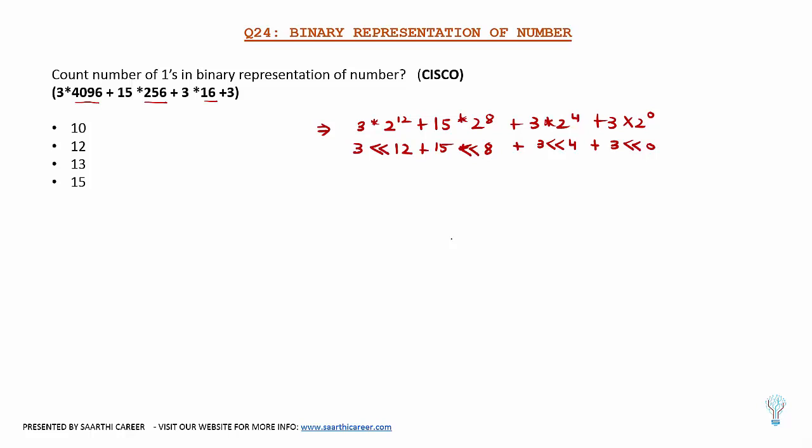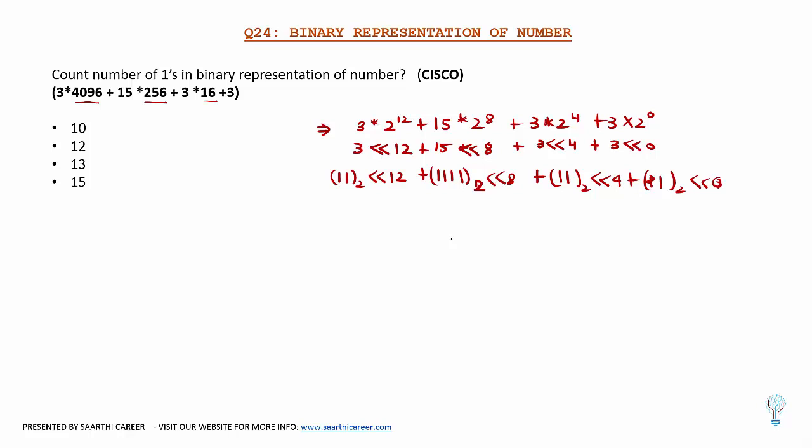Now let's write the binary equivalents of all these numbers. 3 in binary is 1 1, so 1 1 left shifted by 12, and then 15 is 1 1 1 1, and that is left shifted by 8, and 3 is again 1 1, that would be left shifted by 4, and 3 again, which is 1 1, left shifted by 0. So this is the final expression which we need to solve, counting the number of ones set in it.